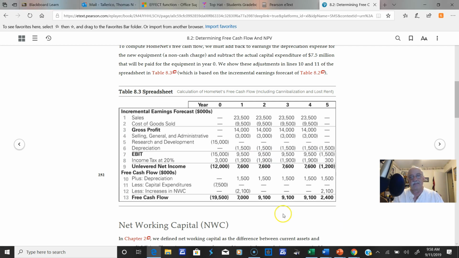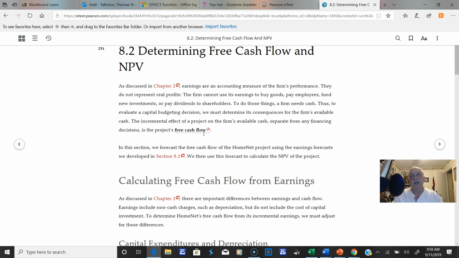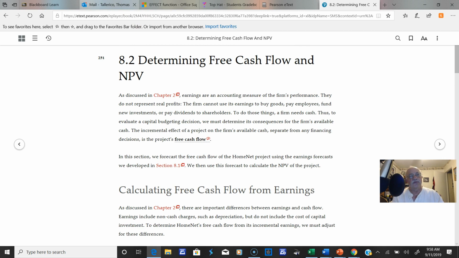And basically, so here I am in chapter 8, and so let's just go through some of these concepts here. And if you have any questions, you can email me or discuss them with me tonight. All right, so this chapter is, and you should read this chapter if you have some time today, determining free cash flow and net present value.